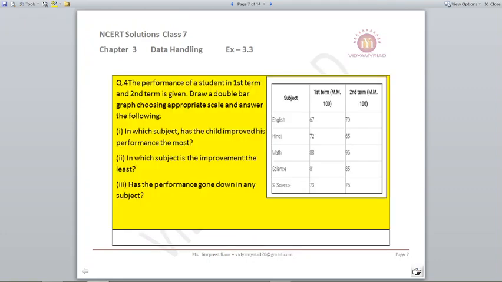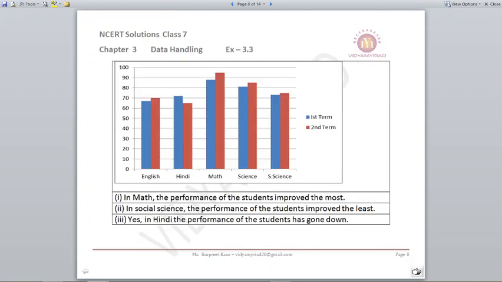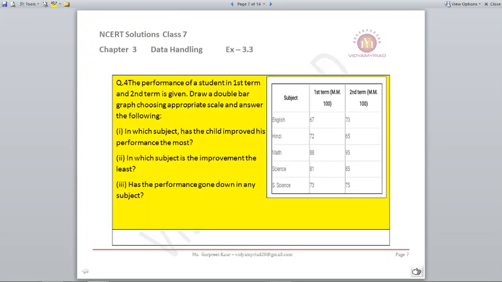So the question is, in which subject has the child improved his performance the most? Just look at the graph. We want to see the performance increase, betterment. So that means in the red graph the gap between blue and red should be more. So only in the case of maths we can see that the student has improved the most.